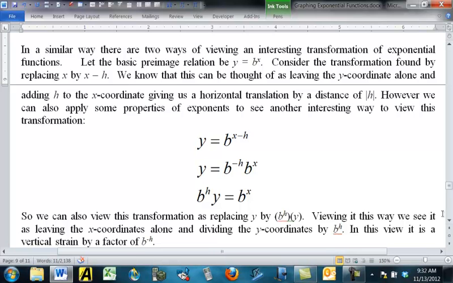So now we can think of taking y equals b to the x and leaving the x alone, but this time replacing y by b to the h times y. So that means what we're really doing is dividing the y's by b to the h, or multiplying the y's by b to the minus h, and leaving the x alone, which is a vertical stretch. So it turns out that in this case, a vertical stretch is the same as a horizontal translation, which is kind of very unusual for a function to have that property. That would not normally happen, but it does happen for this particular kind of relation, which is a very interesting, very unusual property.